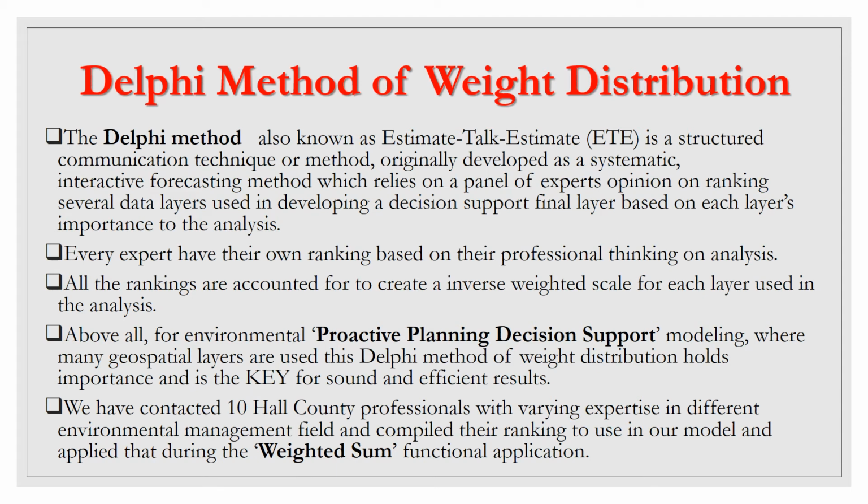So every expert gives their own ranking, and we took all their rankings of the input layers and created an inverse weighted scale for each layer. We used that inverse weighted scale for the individual input parameters, multiplied them, and at the end used a tool called weighted sum. The weighted sum takes care of the individual weight of each input, and finally provides the potential flooding raster.